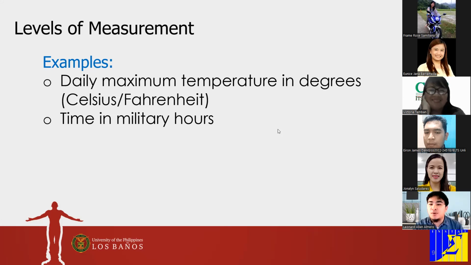Pag sinabi niyo pong score, ito po is my own interpretation. Some may argue, some may agree. Pag sinabing score, it is in interval level because may score kang 0 lang. Pero pag sinabi mong points, test points, yun po ay may absolute 0 na, kasi kapag 0 ka sa test points, ibig sabihin nun, wala kang points. So yun po yung aking interpretation sa score at sa points.